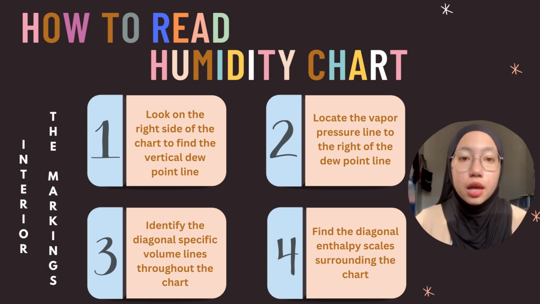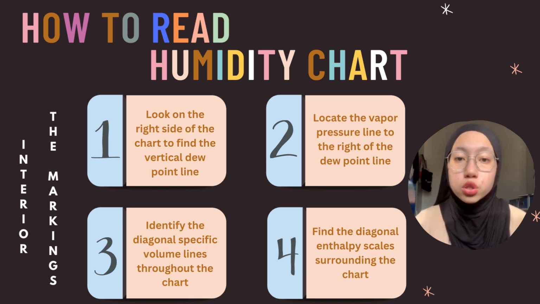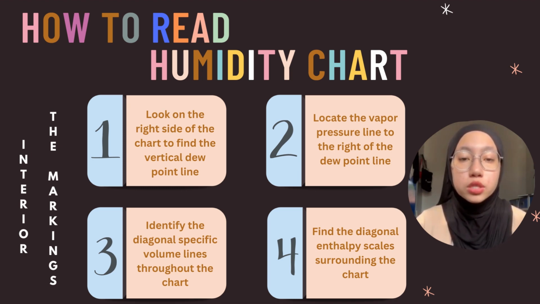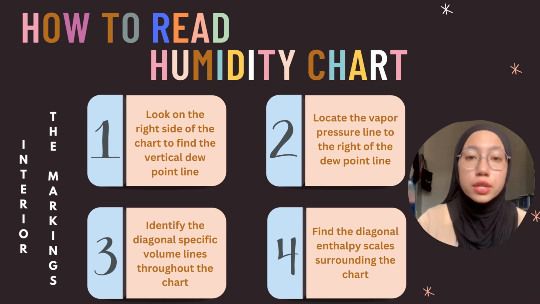Okay, then identify the diagonal specific volume lines throughout the chart. The specific volume of the air tells you the volume of air that this chart was meant to measure, normally within a range of 2 to 3 cubic meters per kilogram or cubic feet per pound. As the relative humidity increases at a certain temperature, the specific volume of the air also increases.